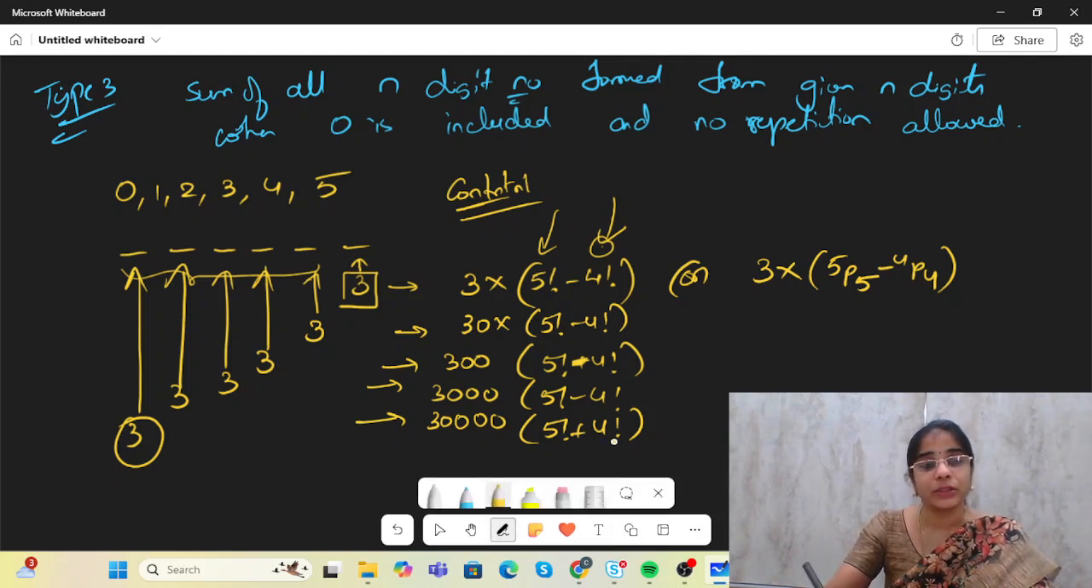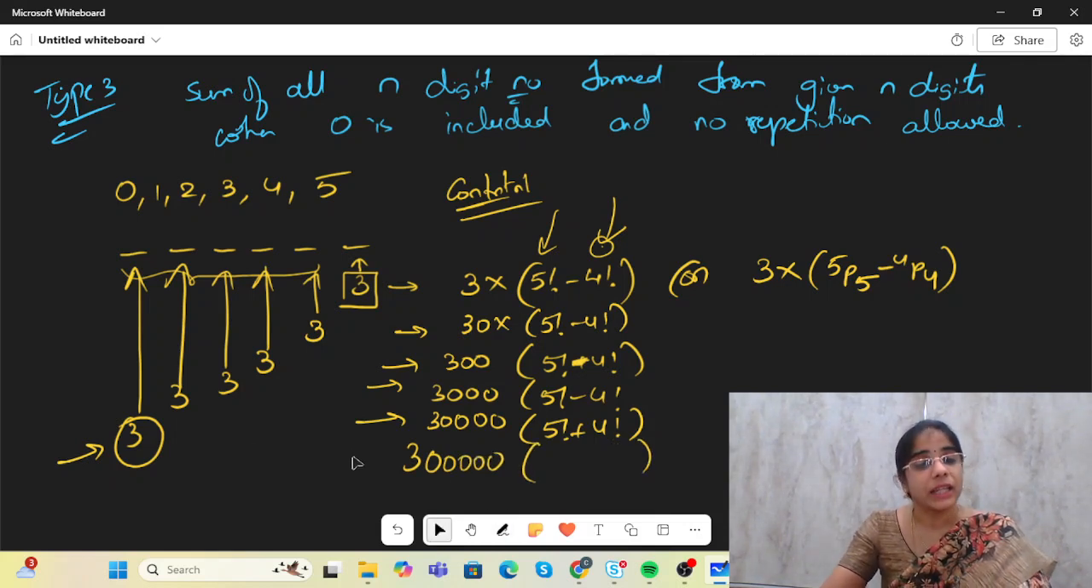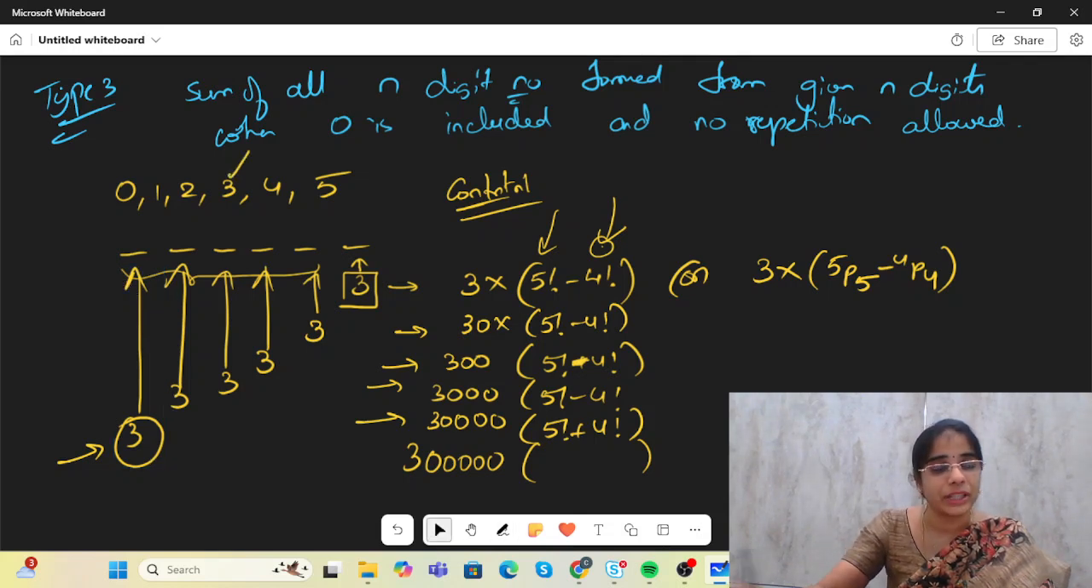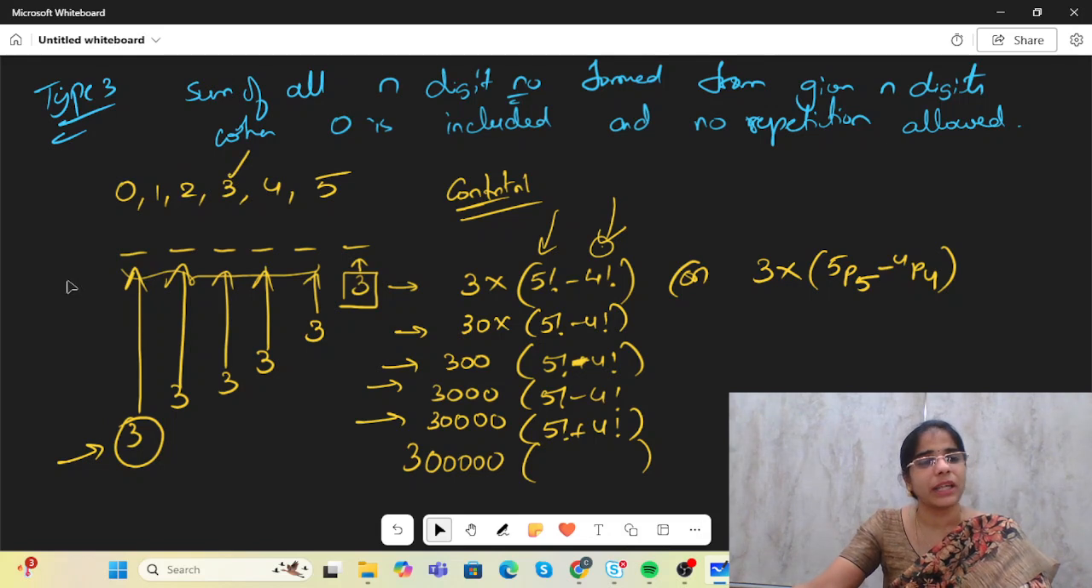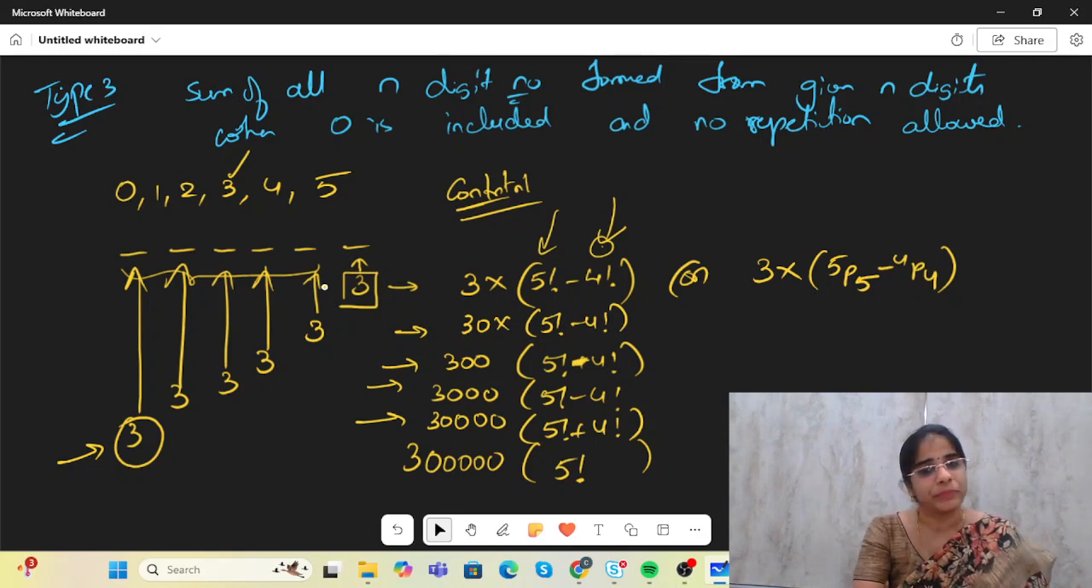Now, but when my 3 is in the first place, that is 3 in the lakhs place, 1, 2, 3, 4, 5, its contribution will be 3 lakhs. Into what do I get? I am fixing a 3 in my first position. The rest can be any digits anywhere. It is just a 5 factorial. 5 places are left there and a 5 factorial there, right?